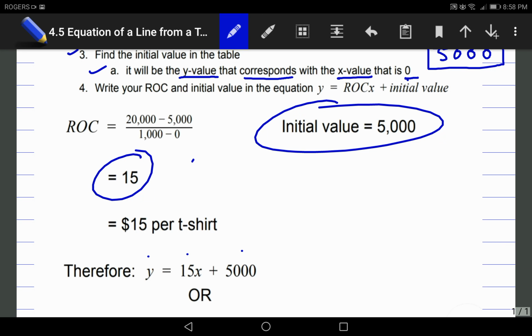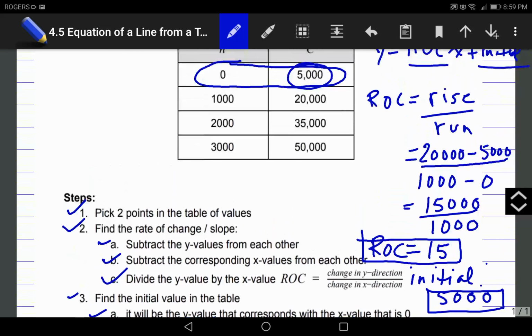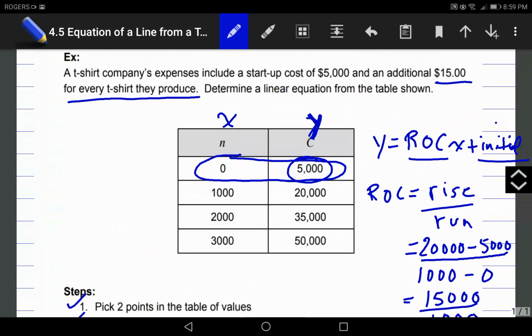Now, with a real world problem or an application question, you don't really want to leave it as x and y. You want to change it to letters that are more relevant, usually. You don't have to, but it's good practice to do so. So if we read the question carefully, let's see if we can choose our letters. A t-shirt company's expenses include a startup cost of $5,000 and an additional $15 for every t-shirt they produce. Determine a linear equation from the table shown.